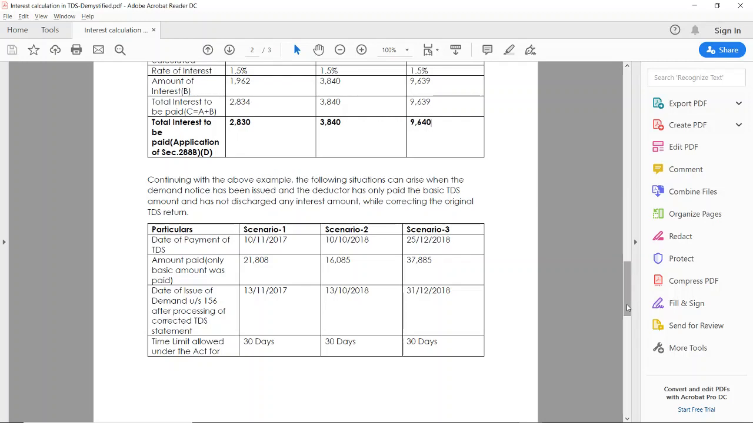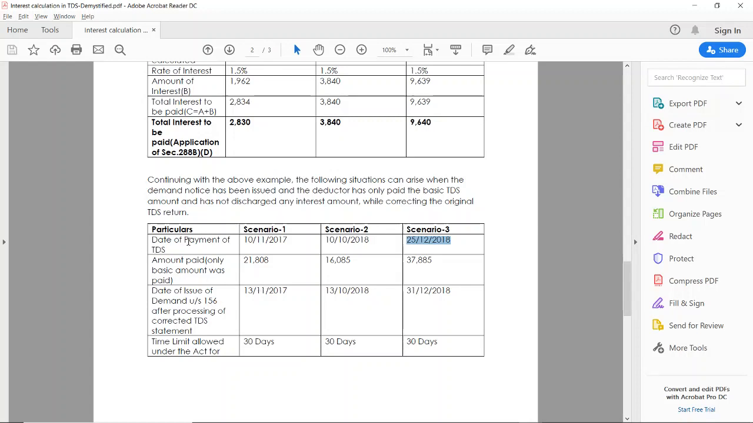Now, once having paid the TDS and having corrected the TDS returns, an intimation has come up to the SSE stating a demand of so and so amount, which would probably be the interest amount due till the date of payment of TDS, which is till 10th November 2017 in scenario 1, 10th October 2018 in scenario 2, and 25th December 2018 in scenario 3. The date of issue of the notice or intimation was 13th November 2017.